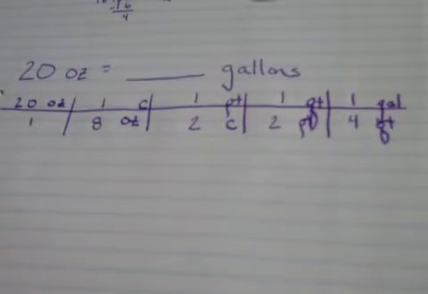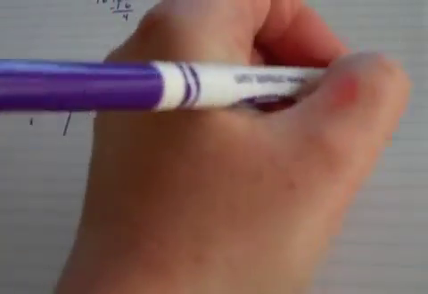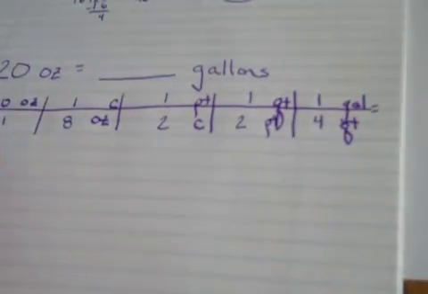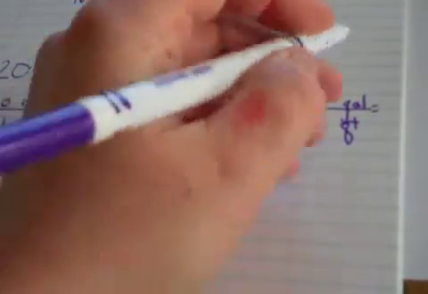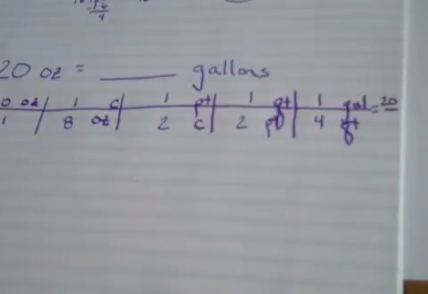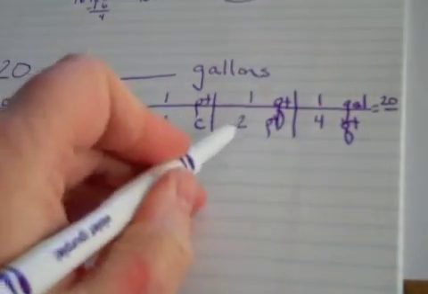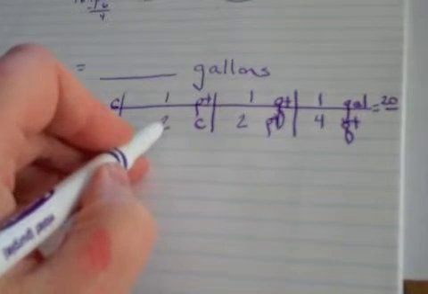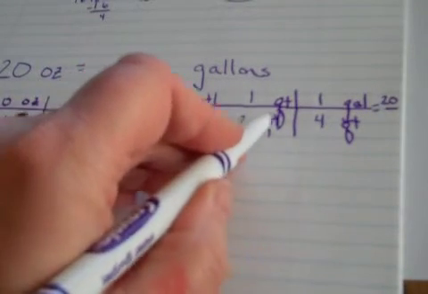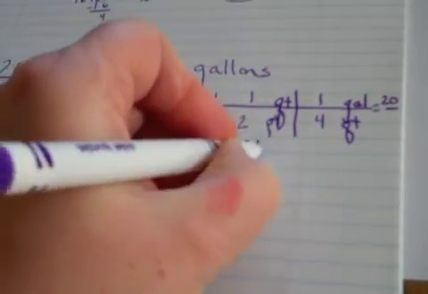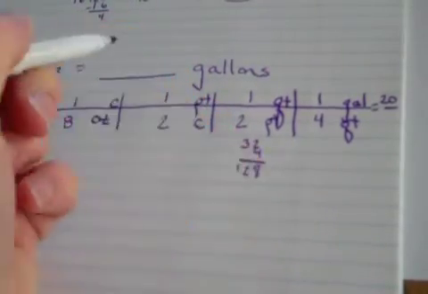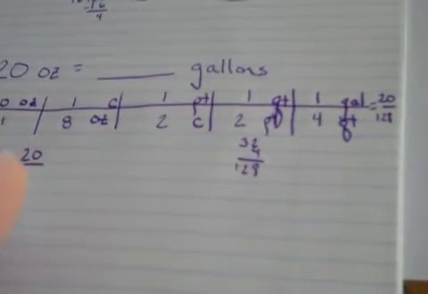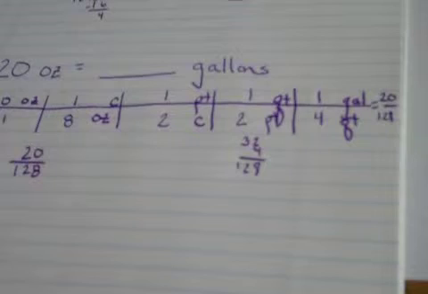Now to simplify this problem, I'm going to multiply straight across on the top and the bottom. 20 times 1 times 1 times 1 times 1 is of course 20. 1 times 8 times 2 times 2 times 4. Well, let's see. 1 times 8 is 8, times 2 is 16, times 2 again is 32. I need to find out what 32 times 4 is. That's 128. So right now I have 20 over 128.